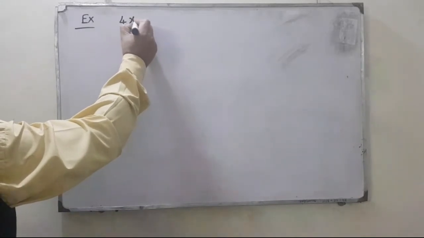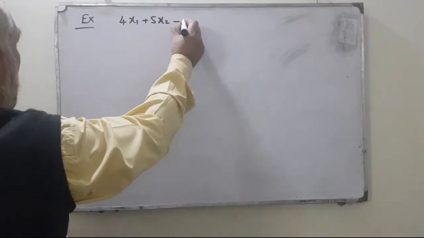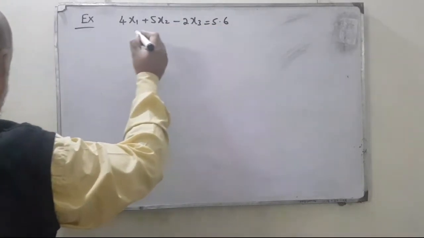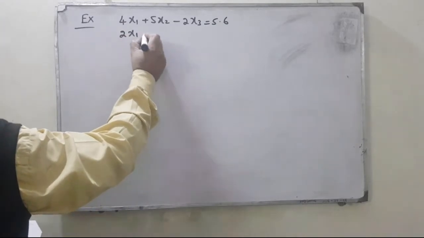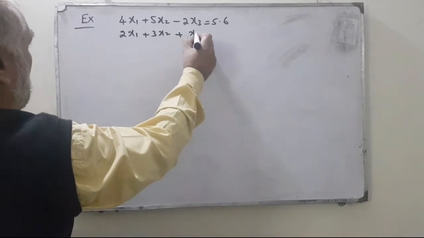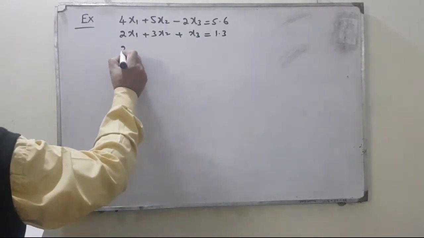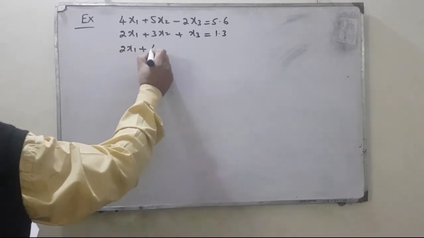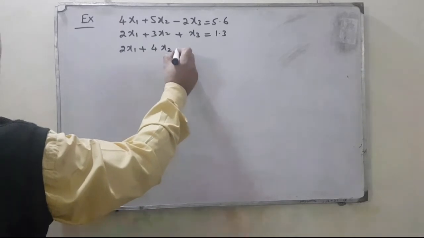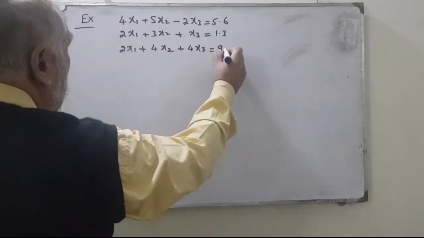The system is 4x1 plus 5x2 minus 2x3 is equal to 5.6, 2x1 plus 3x2 plus x3 is equal to 1.3, 2x1 plus 4x2 plus 4x3 is equal to 9.5.